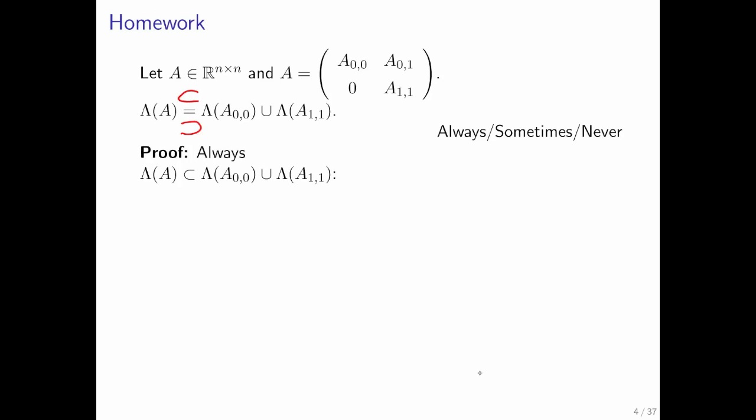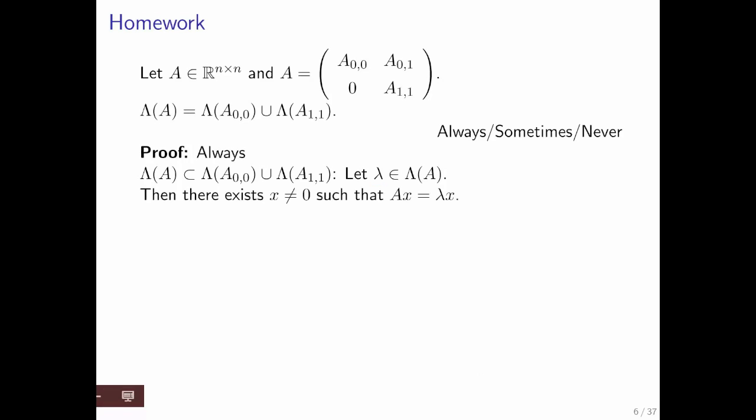So typically we prove it one way first, and then we prove it the other way. So let's start by showing that any eigenvalue of A is either an eigenvalue of A00 or an eigenvalue of A11. That's what the union means. So how do we do that? Well, we pick an arbitrary eigenvalue of A, and we know that then there is an x such that A times x is equal to lambda x, and that vector x is not the zero vector. That's the definition of lambda being an eigenvalue.